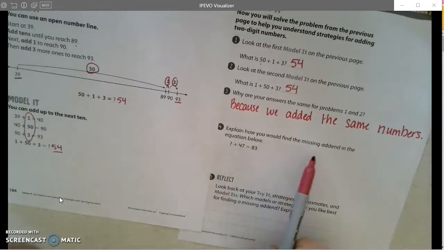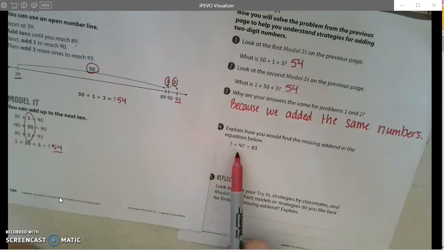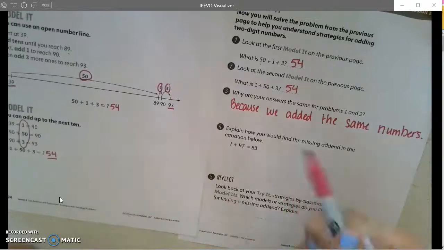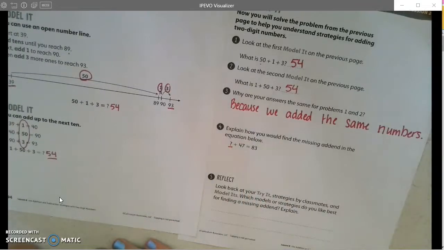Explain how you would find the missing add-in in the equation below. Something plus 47 equals 83. What could you do to figure out what this something is?